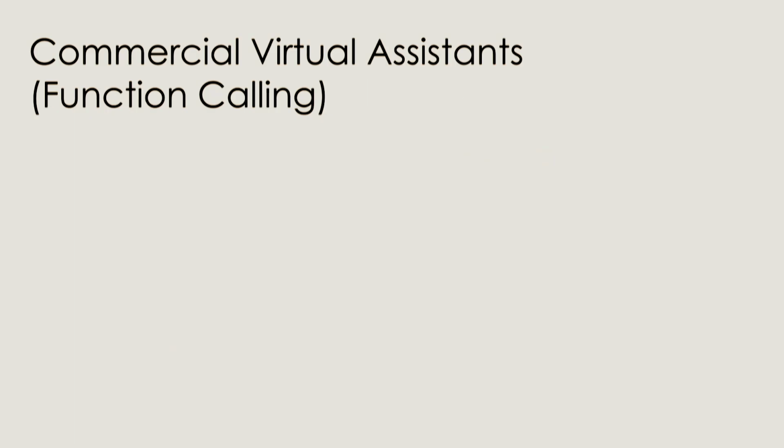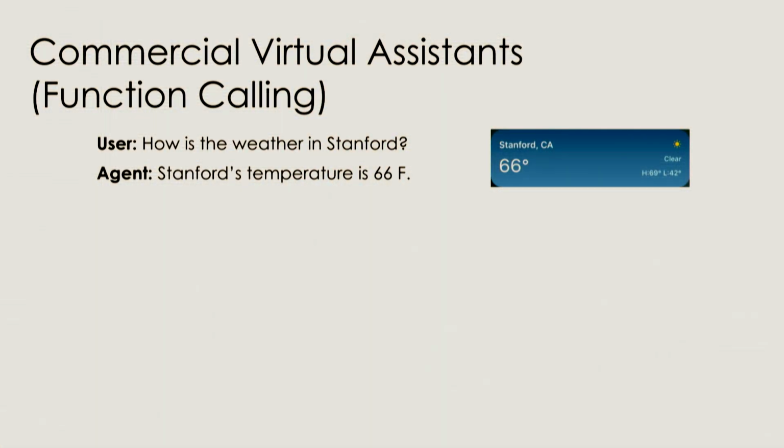Now let's look at some of the existing commercial virtual assistants that are out there, which use function calling. Function calling is when you have already defined some functions and you just need to fill in the parameters. So for example, if I ask how's the weather at Stanford, the current commercial assistants can perform this task pretty easily because they have a function for the weather. They'll take in the parameter, which is the location, and give you a very good answer: Stanford's temperature is 66 Fahrenheit.